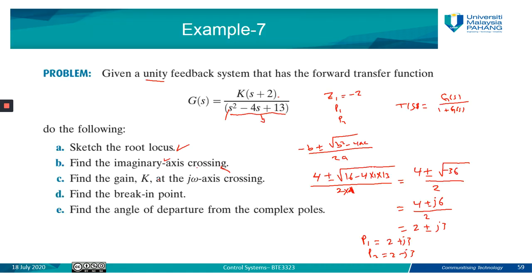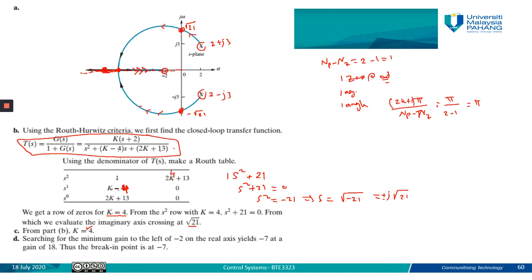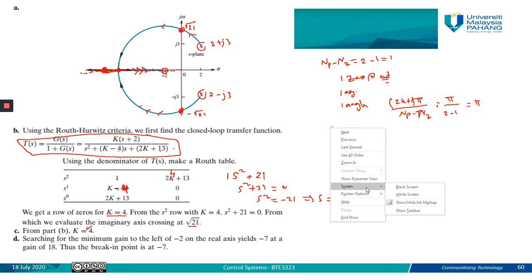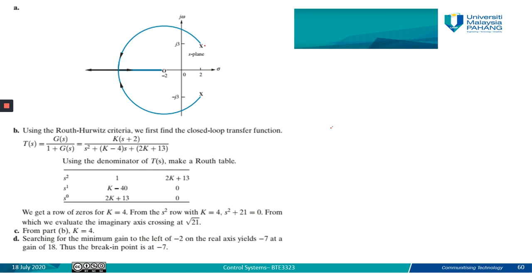The next part is find the break-in point. We should have a break-in point or breakaway point only if we have poles or zeros on the real axis. So here our poles are on the imaginary axis, so they are complex and not on the real axis, so we do not have any breakaway point because we do not have two poles on the real axis that could have a breakaway point between them like this one. This we call a breakaway point.